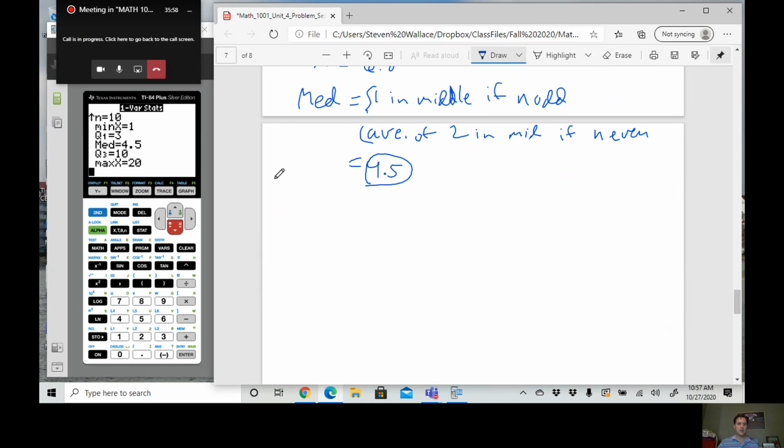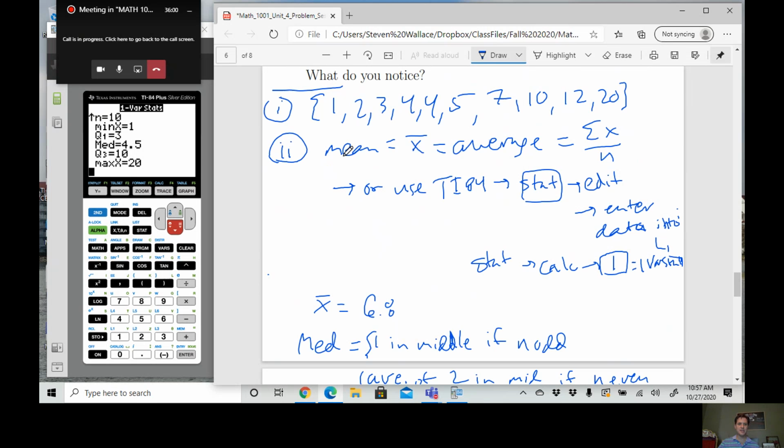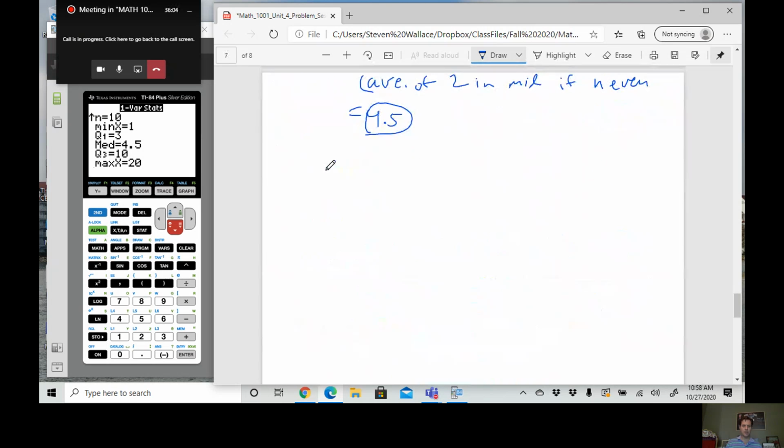Okay. Then it says find the range and standard deviation. So range is the maximum data value minus the minimum data value. In this case, that is 20 minus 1, or 19. That's a measure of how spread out the data is.